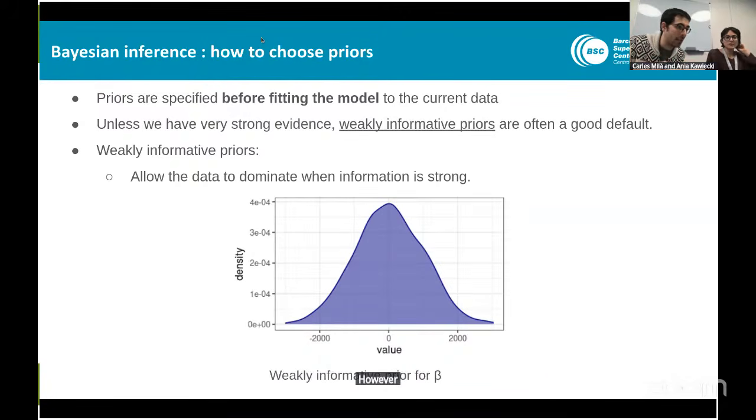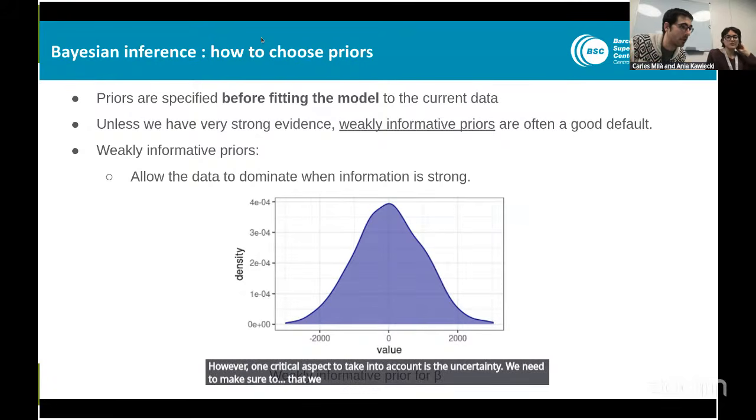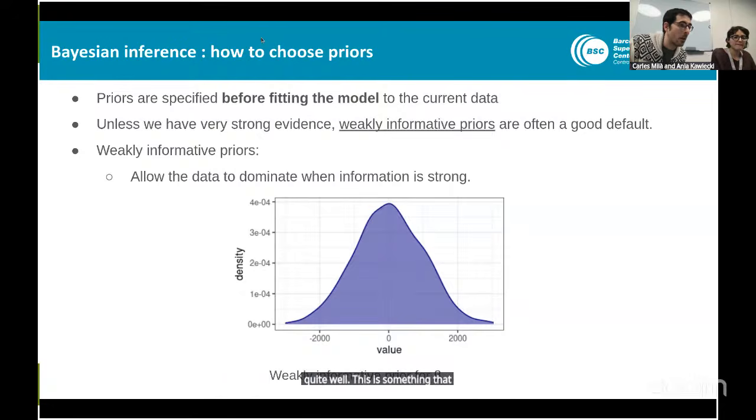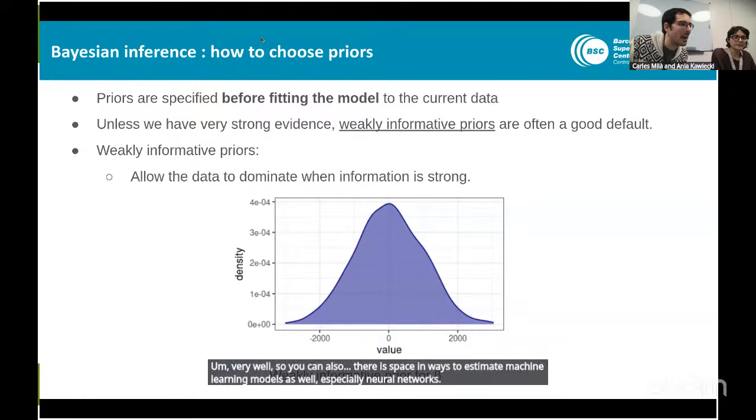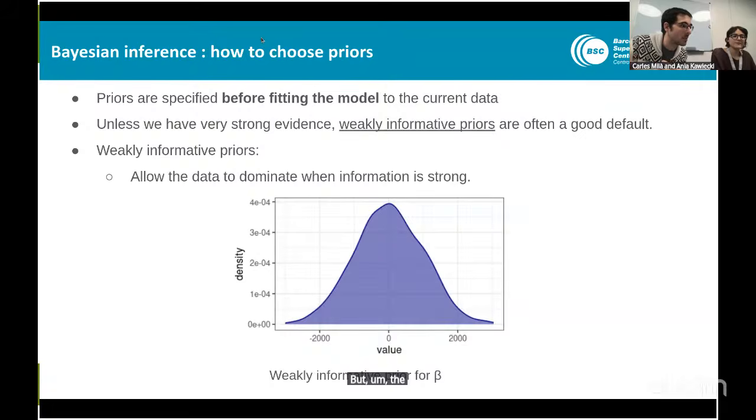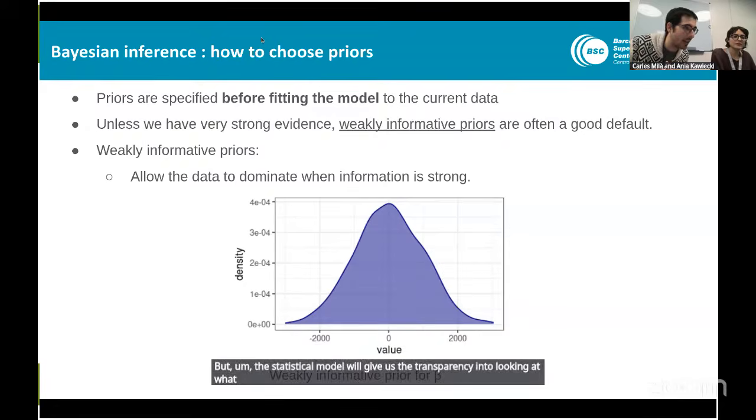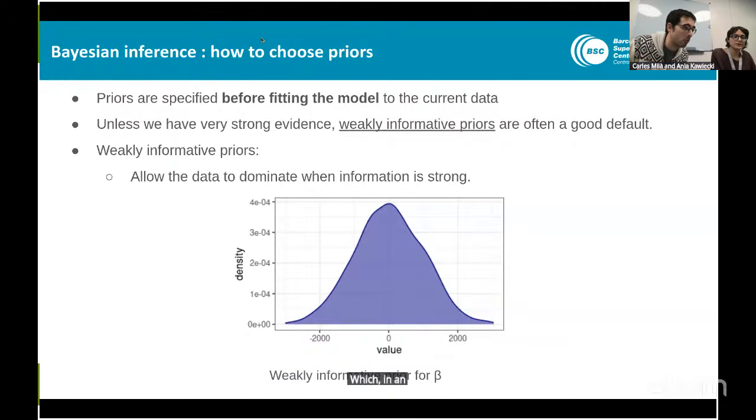However, one critical aspect to take into account is the uncertainty. We need to make sure that we are quantifying the uncertainty of our output predictions well. This is something that statistical models do very well. There are Bayesian ways to estimate machine learning models as well, especially neural networks. But the statistical model gives us transparency into what's actually happening in the data, which in an early warning system, where we're working with stakeholders, offers so much transparency, and you can actually explain what the model is doing. This is why we tend to default to statistical models.